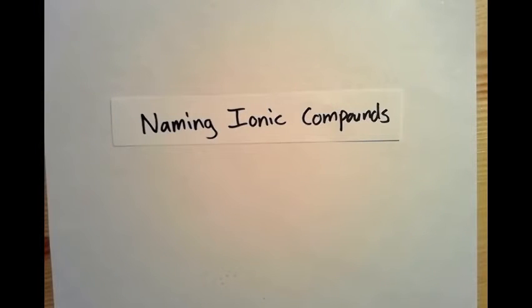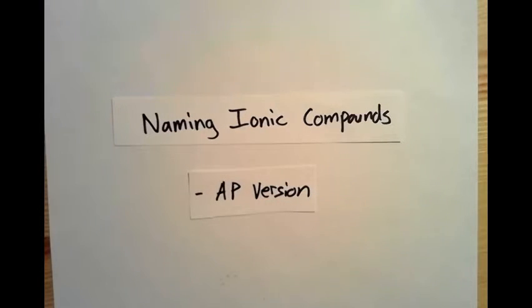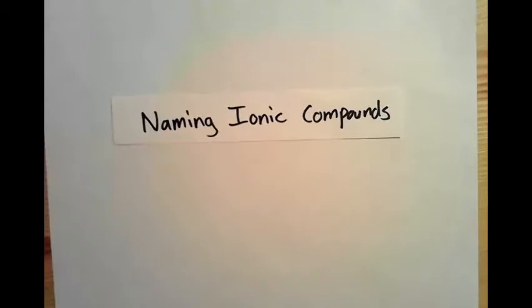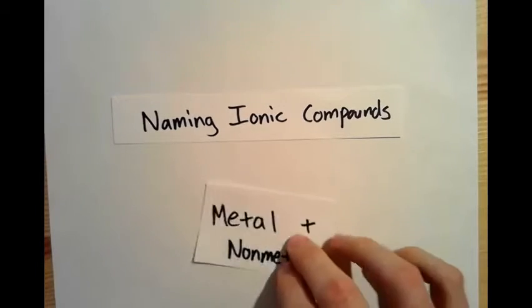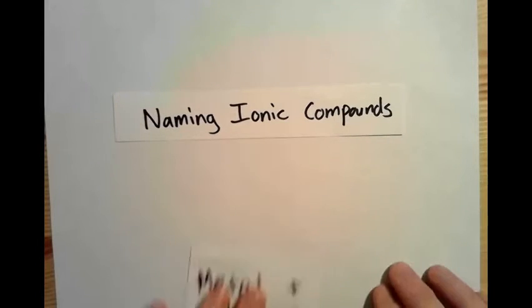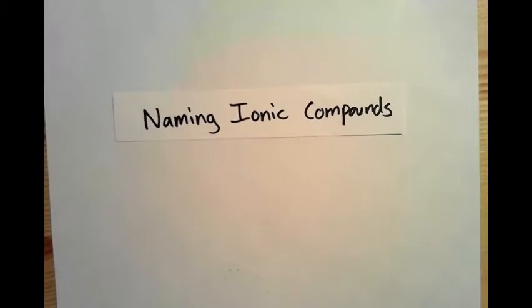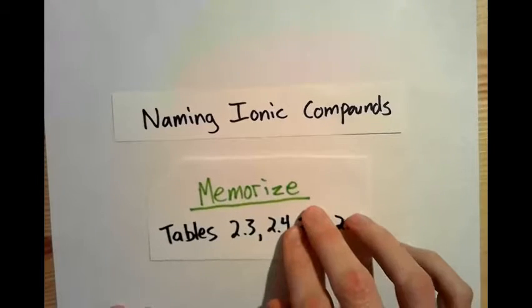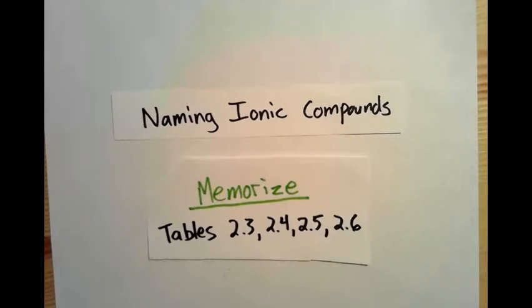Sophia, and I'm going to talk to you about naming ionic compounds. This is mostly for an AP version, so I'll be assuming that you know what polyatomic ions and transition metals are. Remember that an ionic compound is a metal and an ion. It's also important that you memorize tables 2.3, 2.4, 2.5. I'm putting references in the video as well that you can use.